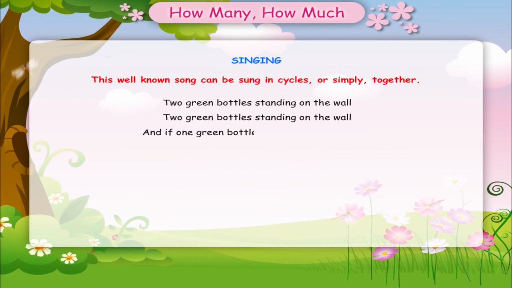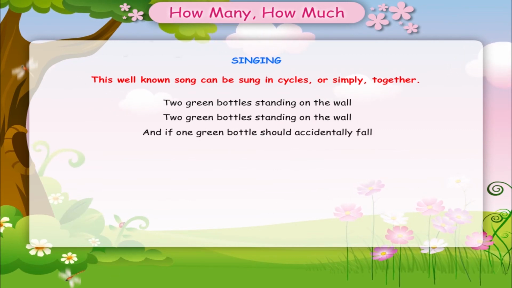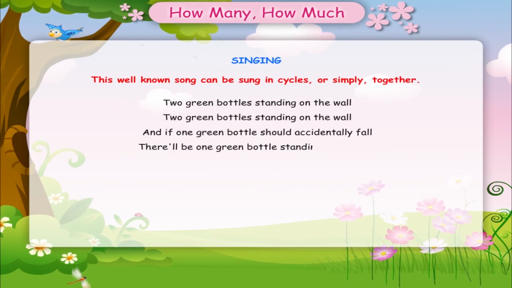And if one green bottle should accidentally fall, there'll be 1 green bottle standing on the wall.